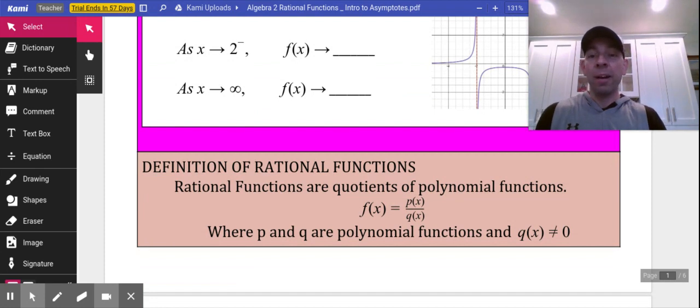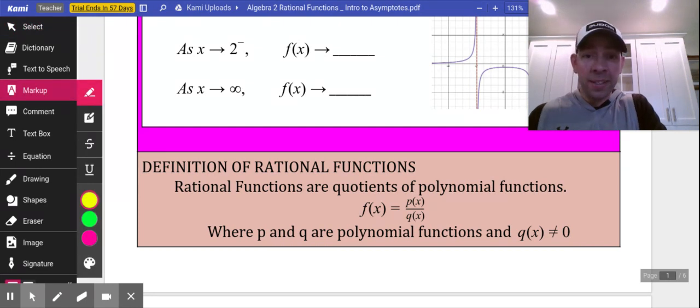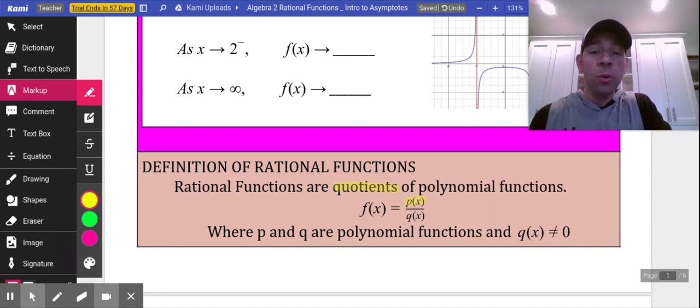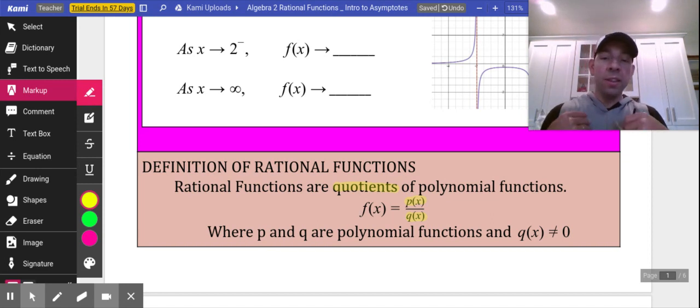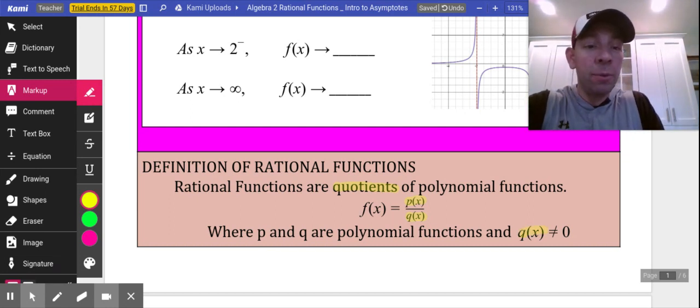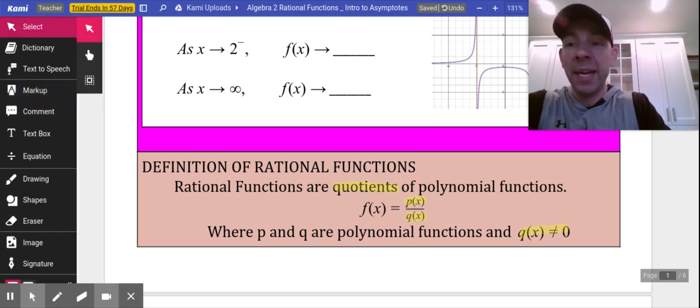Okay, so let's define what a rational function actually is. A rational function is the quotient, that's a nice word there, of two polynomial functions. So P is a polynomial, maybe it's x, maybe it's x plus 2, maybe it's x squared, maybe it's x squared plus 5x minus 6, something like that. And then Q of x is another polynomial function. The word rational is pretty much synonymous with the word fraction. So anytime we say rational functions, you can think fractional functions. And of course, the key is Q cannot be equal to 0, otherwise we'd be undefined and bad things happen.